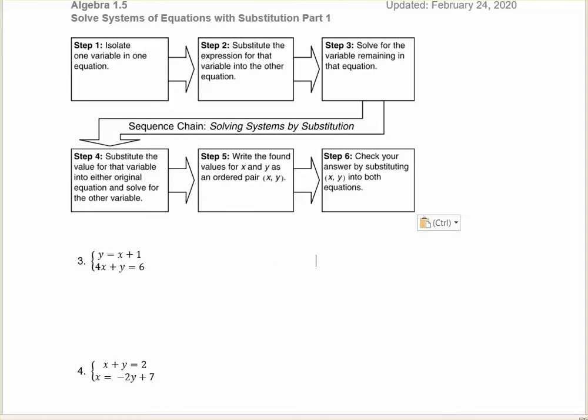That step is done. That's what y is equal to x plus 1. Step 2, substitute that expression, that y equals x plus 1, for the variable in the other equation. So the other equation is 4x plus y equals 6. So 4x plus y, but y is x plus 1, equals 6.